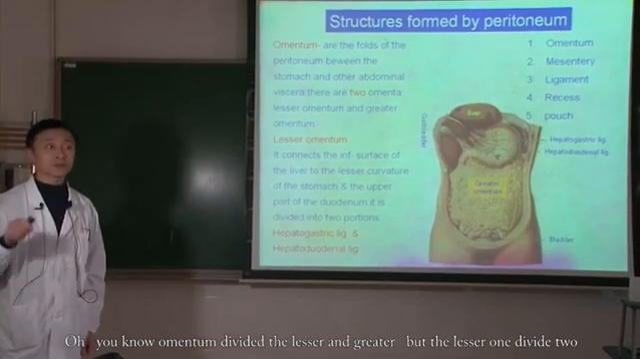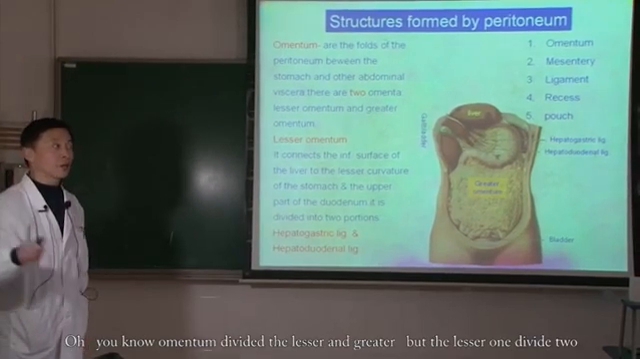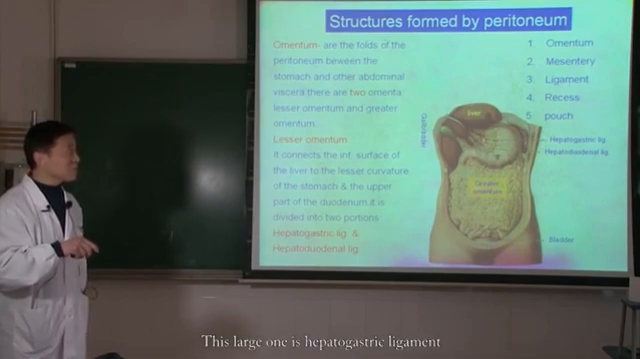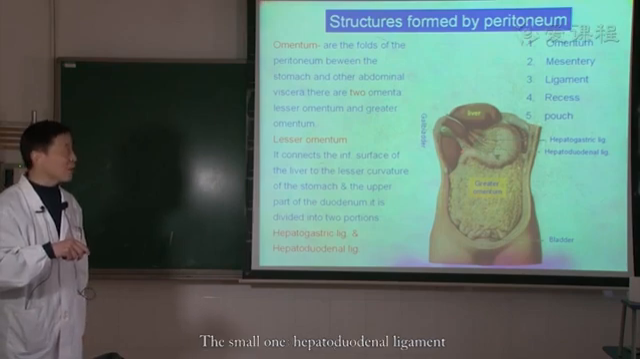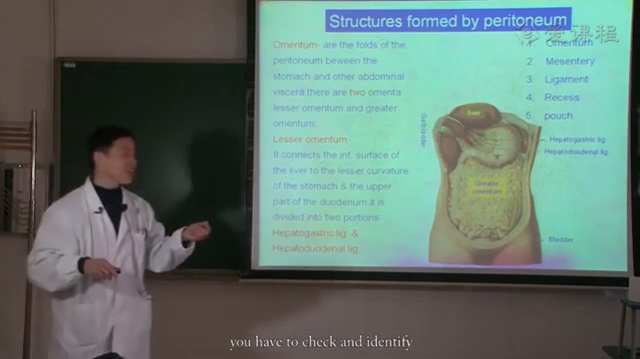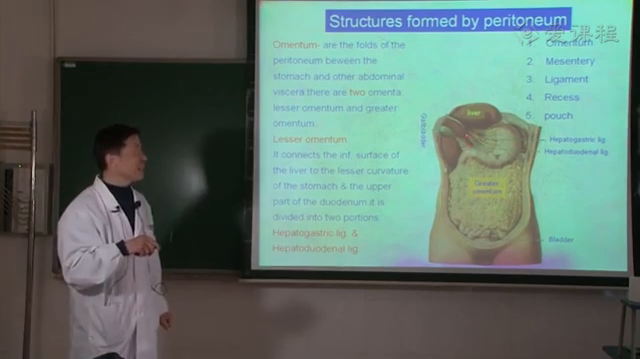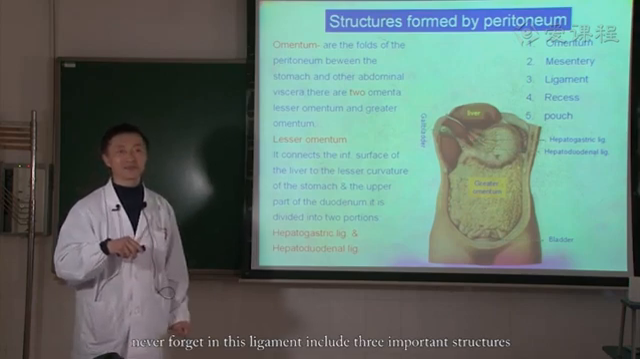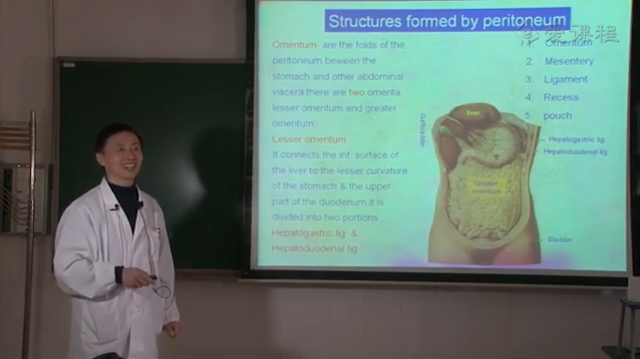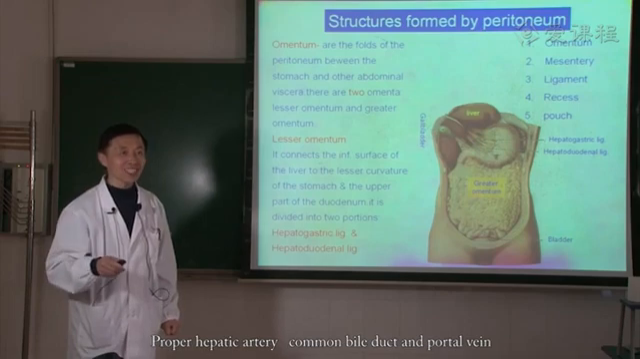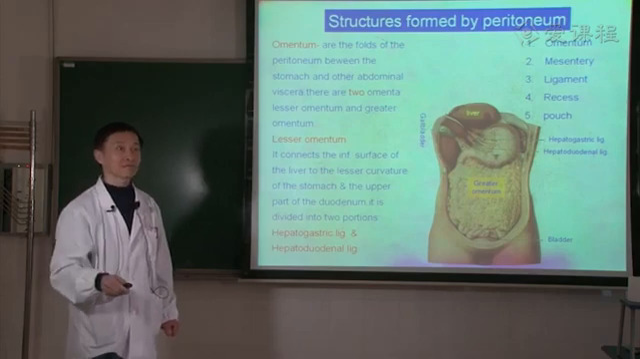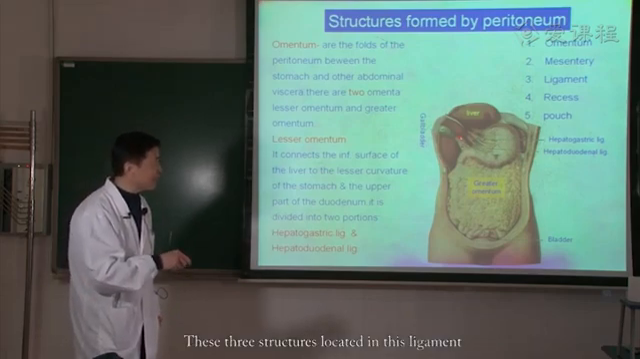The omentum divides into the lesser and the greater. The lesser you subdivide into two. This larger one, hepatogastric. This small one, hepatoduodenal ligament. We have to check and identify. Never forget, this ligament includes three important structures: proper hepatic artery, common bile duct, and portal vein. There are three structures located in this ligament.